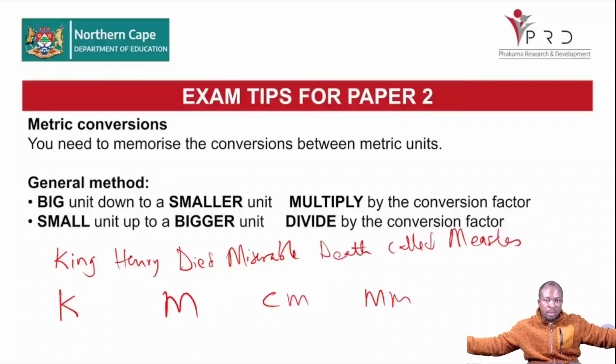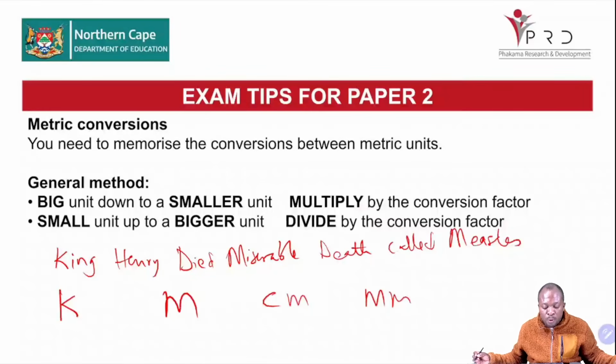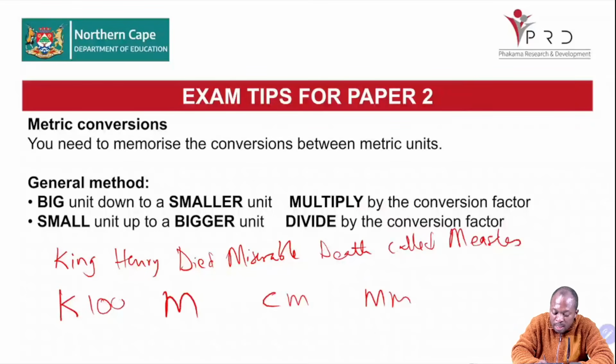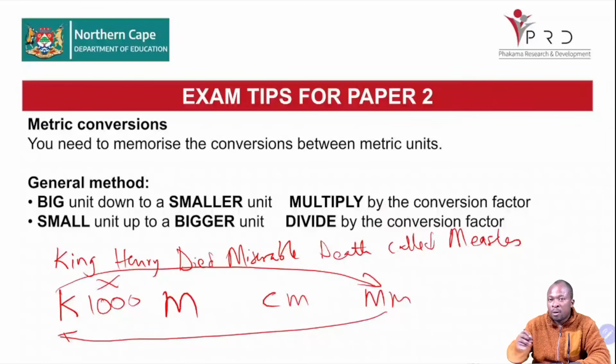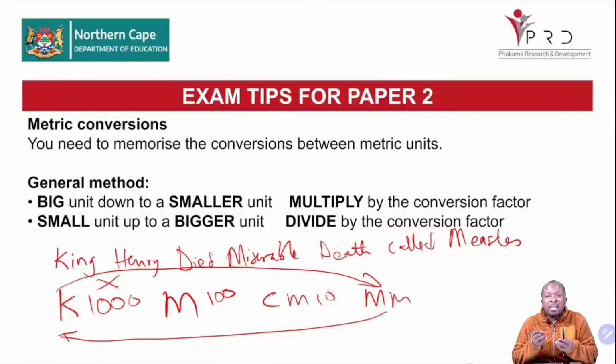In between this, you should have 6 zeros. How do they go? From K to M is 1000, meaning either you are multiplying or dividing. You multiply when you are moving from big, meaning from your left to your right. You divide when you are moving from small, or right to left. Between M and CM, we must have 2 zeros, which is 100. And then between CM and MM, we have 10. Please write this on the paper.